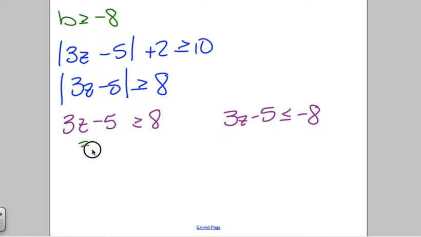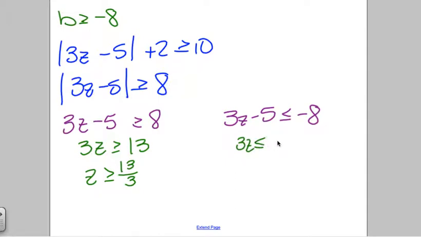I'm going to add 5, so 3z is greater than or equal to 13. Divide by 3, so z is greater than or equal to 13 thirds. I'm going to add 5, so 3z is less than or equal to negative 3. Divide by 3, so z is less than or equal to negative 1. Notice how I did not switch my inequality here. As long as you're not dividing or multiplying by a negative number, it doesn't matter if your answer is negative.